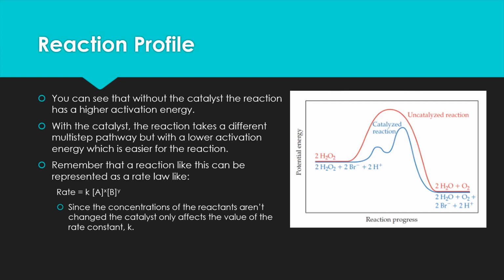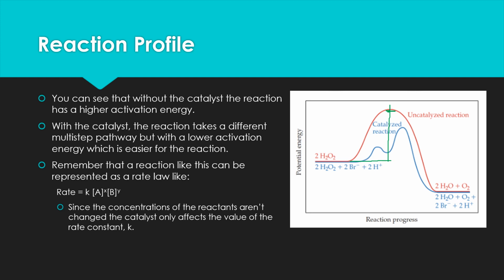When we look at a reaction profile for a catalyzed reaction, it's going to change the activation energy. So we can see in the graph here, the uncatalyzed reaction is the red line on the top, and it has a high activation energy. Remember, our activation energy starts at our reactants and goes all the way to the top of that hill. So that's our activation energy for that uncatalyzed reaction. With the catalyst, that's the blue line, the reaction takes a different multi-step pathway, but with a lower activation energy, which is easier for the reaction.